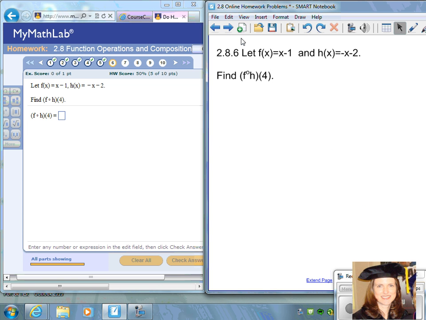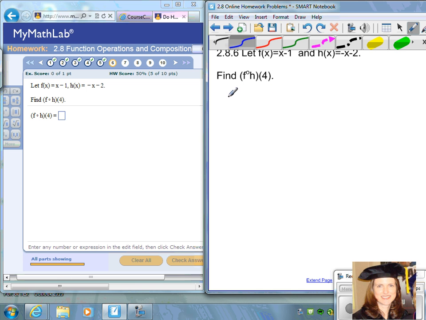For number 6, we are looking at composition of functions. Whenever you see that little O right in the middle there, that's a composition. In this case, we have f of x is x minus 1 and h of x is negative x minus 2. We want to find f of h of 4. That's how you read it, f of h of 4. And you can do this a couple ways.